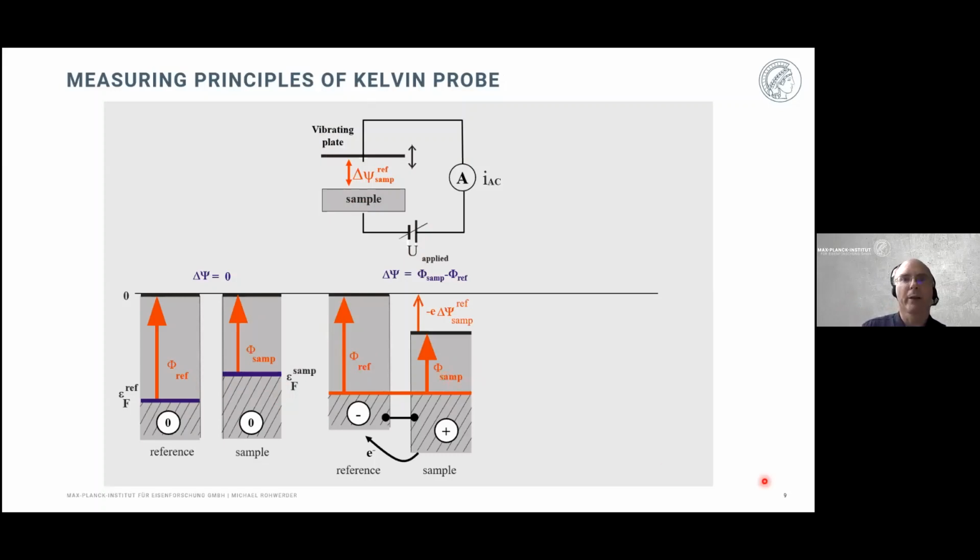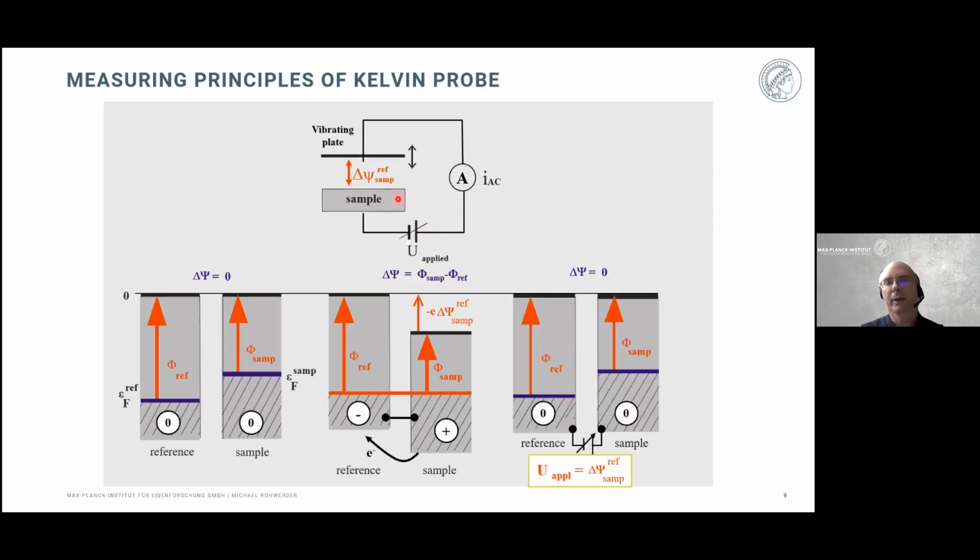If I now vibrate the plate, the Kelvin probe, over the sample surface, then this bias stays constant. And since the capacitance changes, I will have electric flow. If I now apply an external bias until this flow is zero, then it means this external bias compensates this Volta potential difference. We have this case again. Then we null the current. So by nulling the current, we can measure the Volta potential difference. That's how a Kelvin probe works.